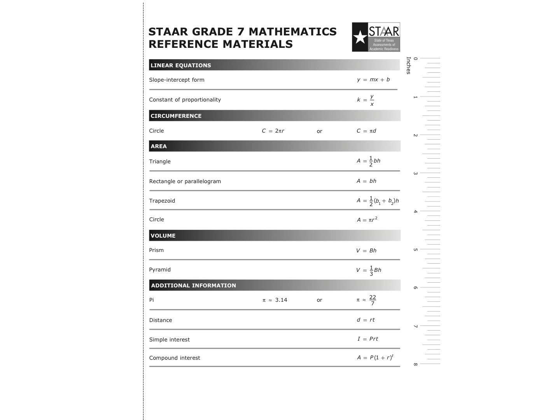This is a formula chart: linear equations, slope-intercept, constant of proportionality, circle, circumference, and area, triangle, rectangle, trapezoid, circle. So all of these formulas are here. If you didn't memorize them, you don't have to memorize them. Volume for a prism or a pyramid, additional information such as pi is 3.14 or 22/7. Distance is equal to rate times time, simple interest formula, compound interest formula.